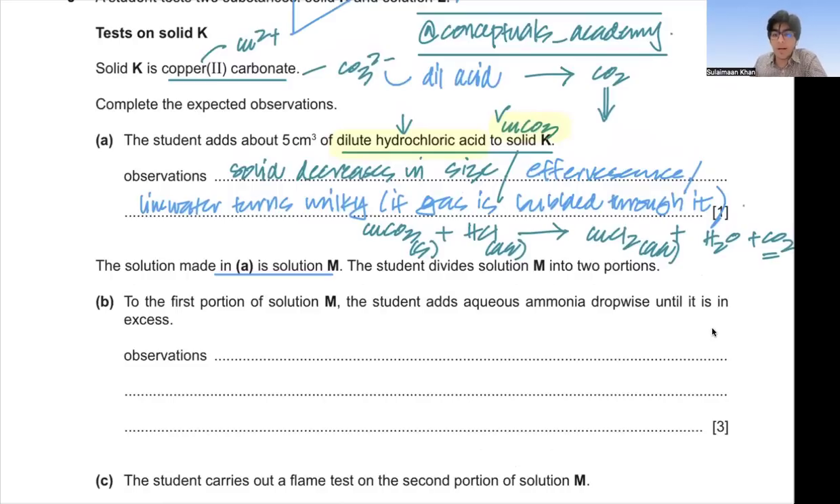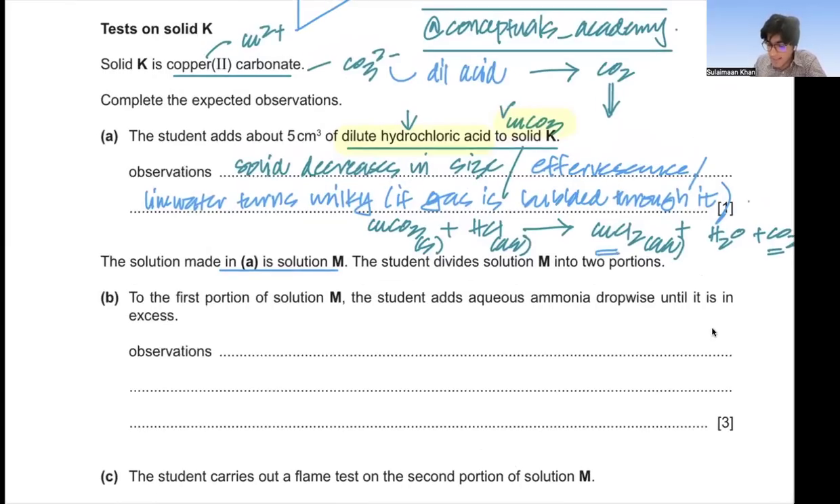Which solution is he talking about? Copper carbonate? Oh no, you dumbo jumbo. It's copper chloride right here. That's the solution that was being produced. So you need to know equations. That's why I always say you need to know equations.